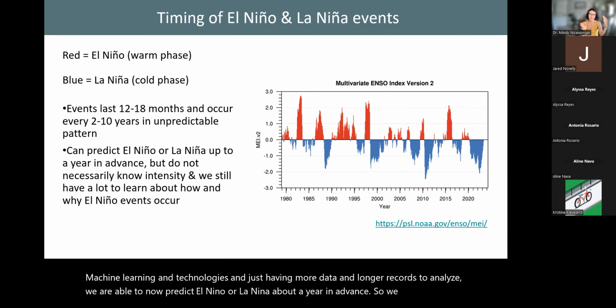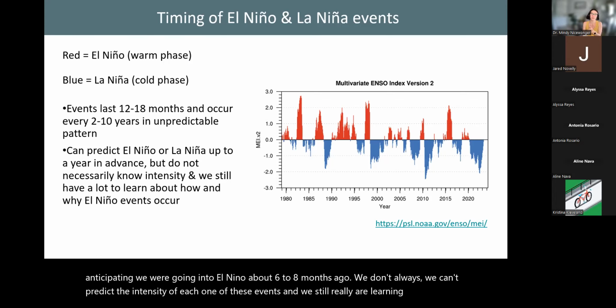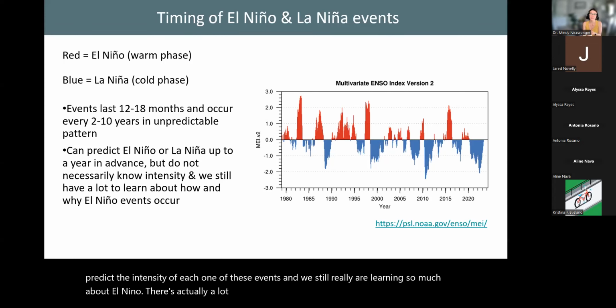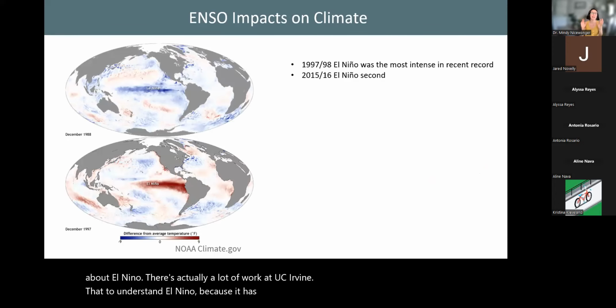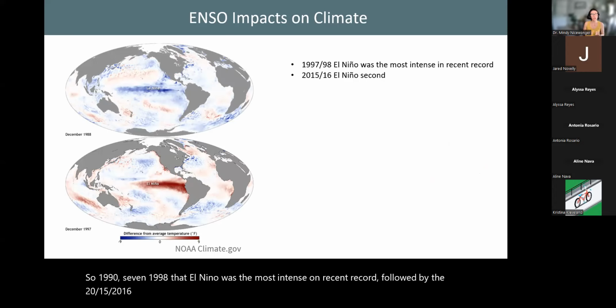So we were kind of anticipating we were going into El Nino about 6 to 8 months ago. We can't predict the intensity of each one of these events, and we still really are learning so much about El Nino. There's actually a lot of work at UC Irvine to understand El Nino because it has such lasting impacts on climate. So 1997, 1998, that El Nino was the most intense on recent record, followed by the 2015, 2016 El Nino. What happened during those years?